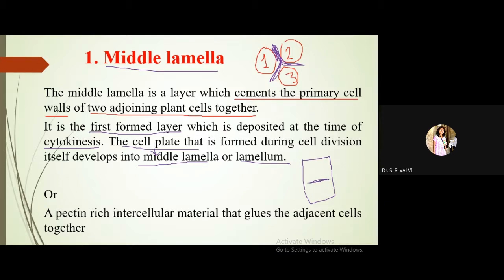And this cell plate itself is going to convert into this middle lamella, right? Now, this middle lamella is also called what? It is a pectin-rich intercellular material. Inter means what? Between the cells. So it is a pectin-rich intercellular material that glues the adjacent cells together. So any definition you can remember in case of this middle lamella.